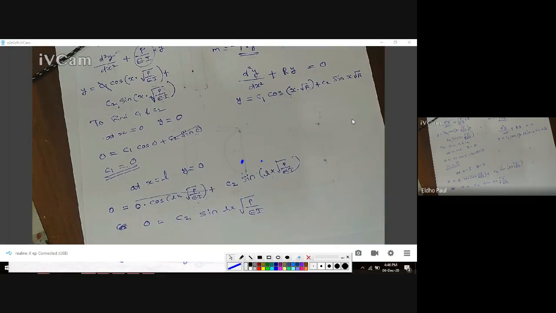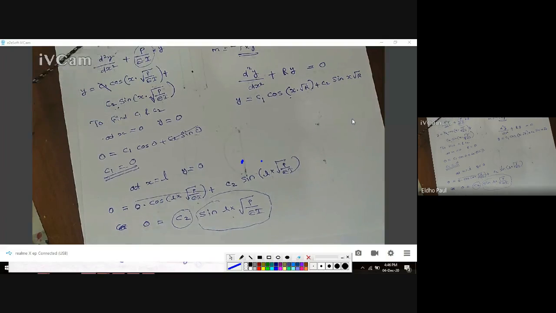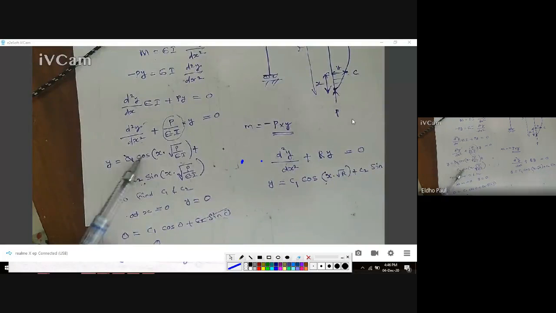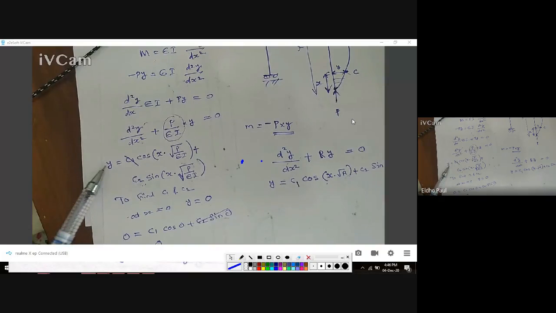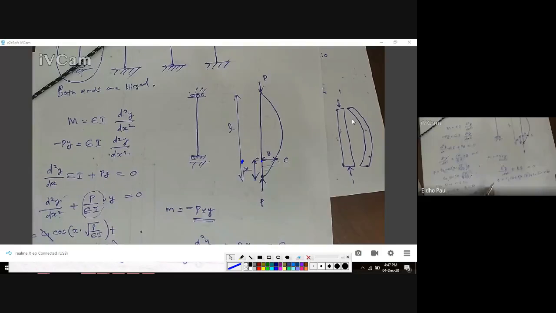Okay, so in this equation we have two terms, c2 and sin L into root p by EI. Something into something, so one of them has to be 0, only then the left hand side will be 0. Which one is 0? c2 or sin L into root p by EI? Yeah, c2 cannot be 0 because if c2 equal to 0, already c1 is 0. Then in this equation both the terms are 0, so y always will be 0. But there is a deflection here. So y cannot be 0. There will be a y value.